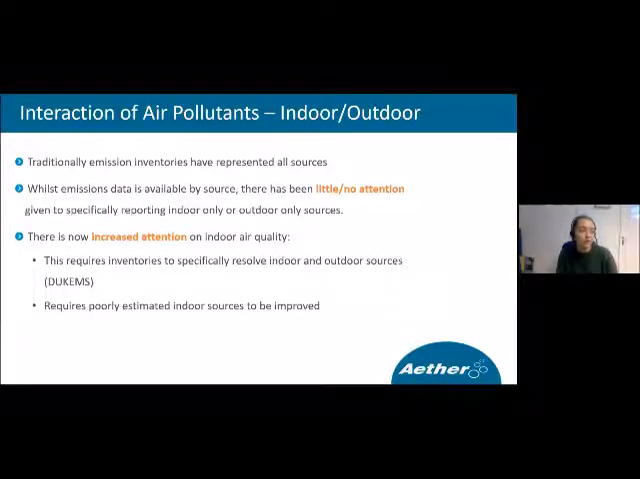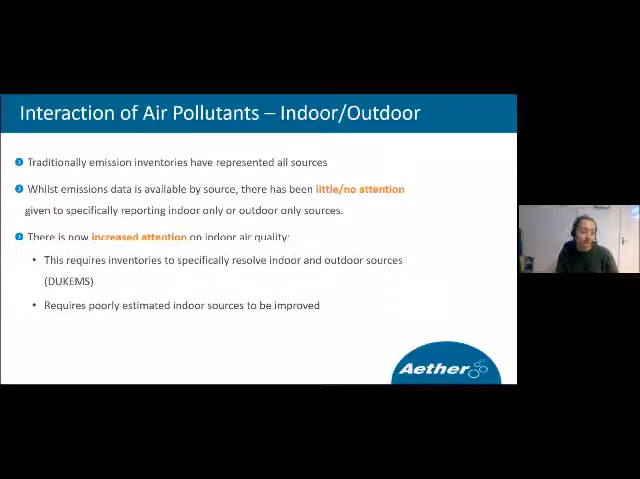Just briefly, traditionally with emission inventories, we try and represent all the sources, but at the moment there's been little to no attention given to specifically reporting indoor-only or outdoor-only sources. Getting that separation can be difficult. However, there is increased interest, especially in indoor air quality, linking to health.